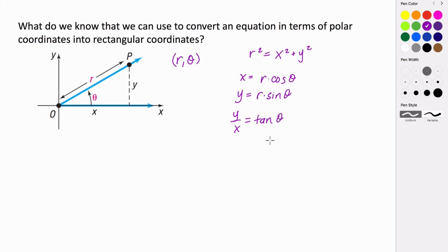And so these are some things that we can use to help us convert between polar coordinates and rectangular coordinates, or to take an equation in polar form and change it into rectangular form, so that we can graph it or talk about its behavior, and just use something that we're more familiar with when compared to polar coordinates.